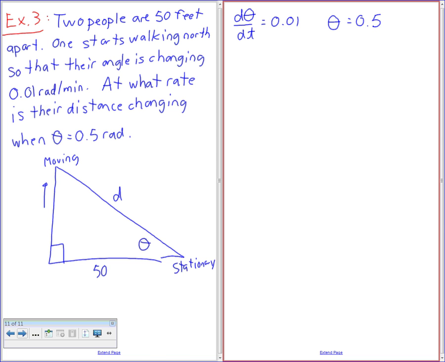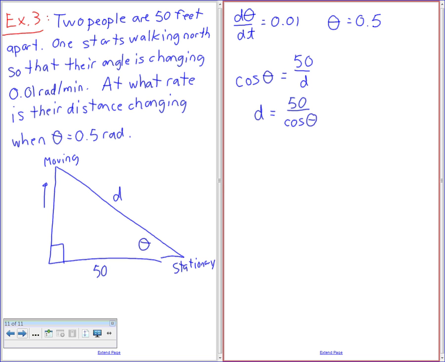As Michael said here, cosine theta equals 50 over d. So I'm going to say d equals 50 over cos theta. There's one other thing that I need in this question. What's the last thing that I need? What am I actually solving for? Somebody in the back row. What am I solving for?